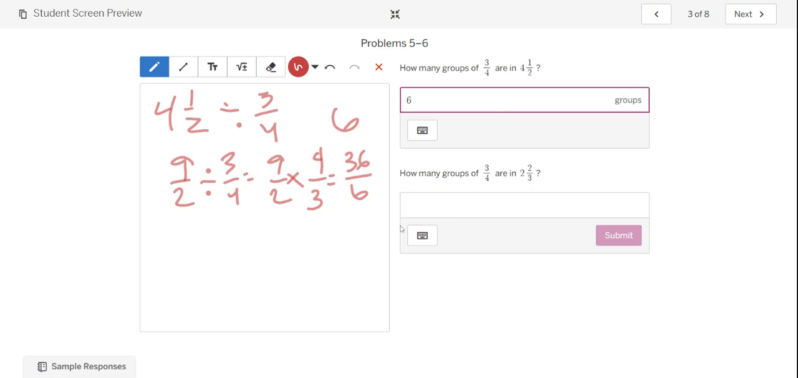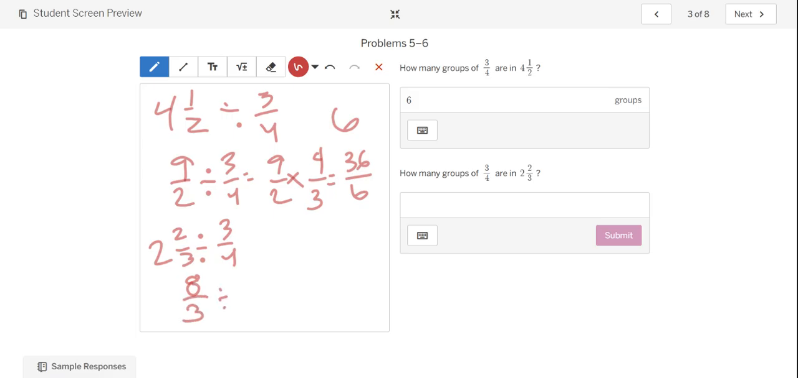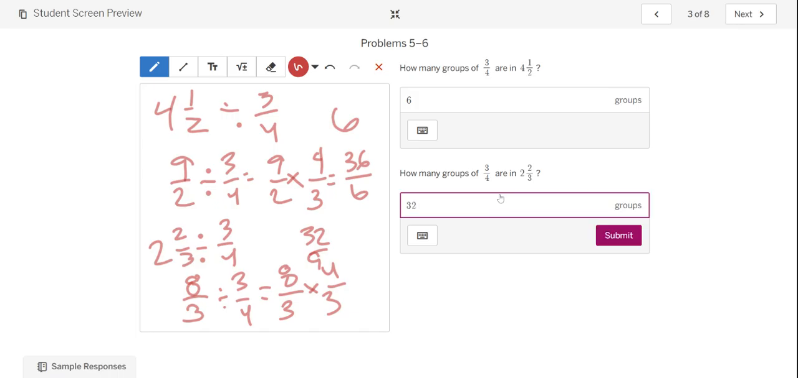You've got 2 and 2/3 divided by 3/4. 2 and 2/3 is 8/3, divided by 3/4, which is the same as 8/3 times 4/3. I get 32/9, and I can just leave it as that. I don't need to simplify that.